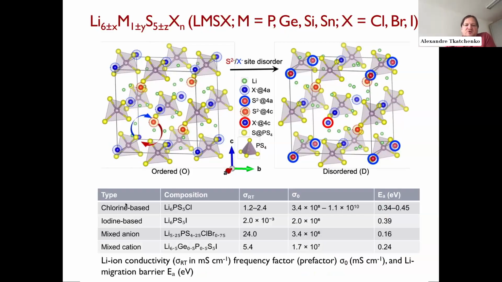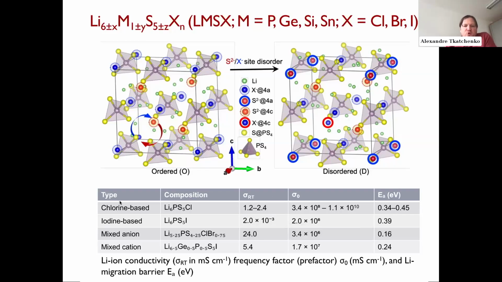And so we will focus in particular on four different types of argyrodites. So you have chlorine-based, iodine-based, mixed anion, and mixed cation. These materials have been experimentally characterized, and the ion mobility has actually been measured. As you can see here on the sigma RT, this is the room temperature ion conductivity. You can see that it can vary by 4 orders of magnitude, depending on the particular structure of the material. And in particular, it's not known why.